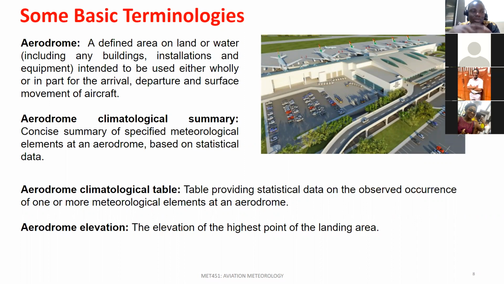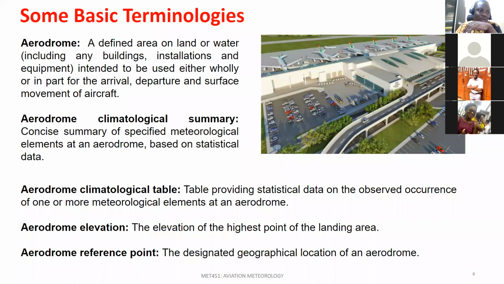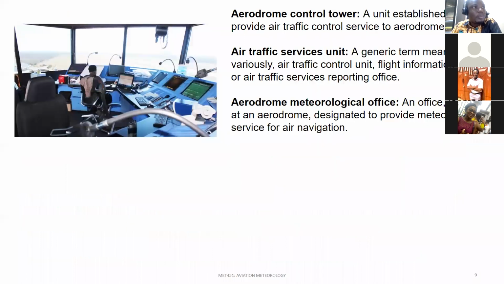And a little error with the elevation can lead to some crash landing. Okay. We also have the reference point. This is in terms of coordinates, looking at if I should pin this aerodrome on a map, where would it fall? Okay, so we are looking at the geographic points, which is the coordinates for the aerodrome.